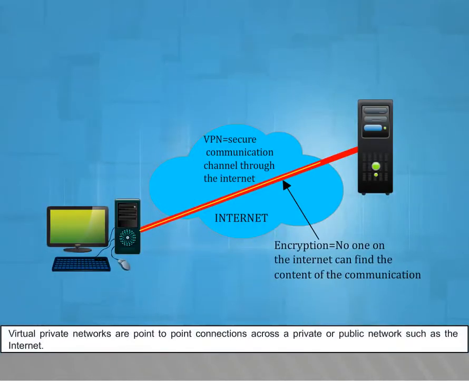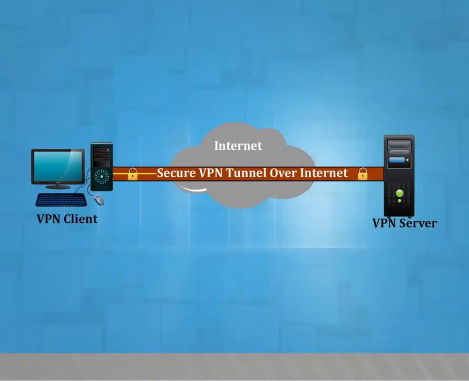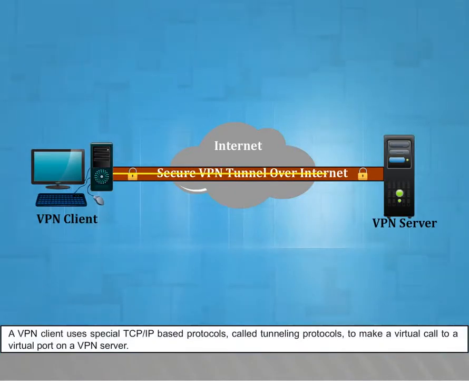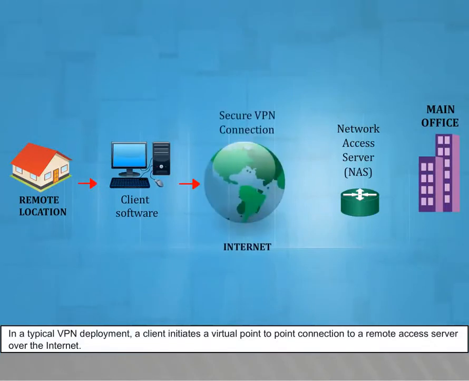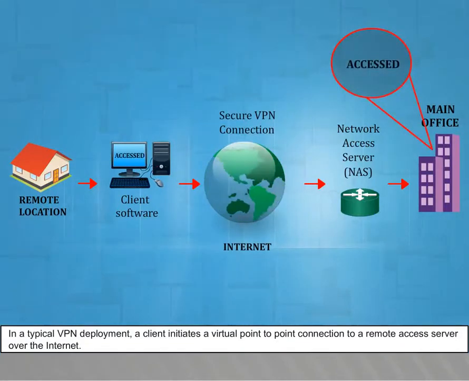Virtual private networks are point-to-point connections across a private or public network such as the Internet. A VPN client uses special TCP/IP-based protocols called tunneling protocols to make a virtual call to a virtual port on a VPN server. In a typical VPN deployment, a client initiates a virtual point-to-point connection to a remote access server over the Internet.